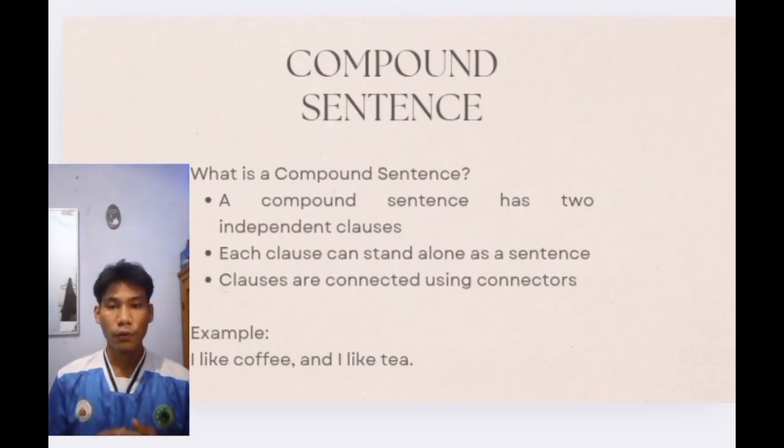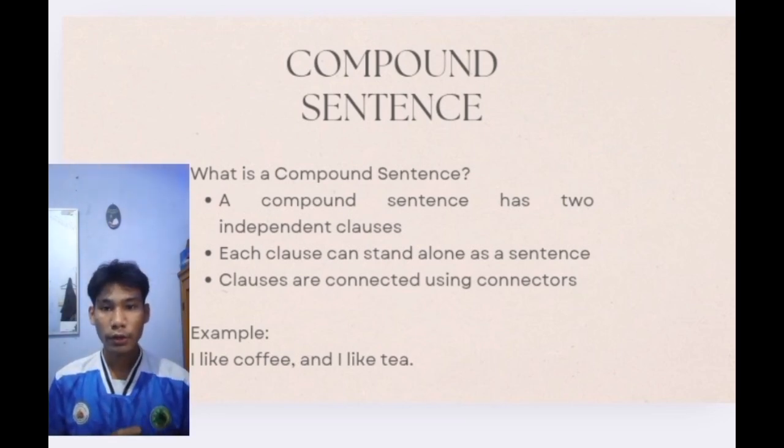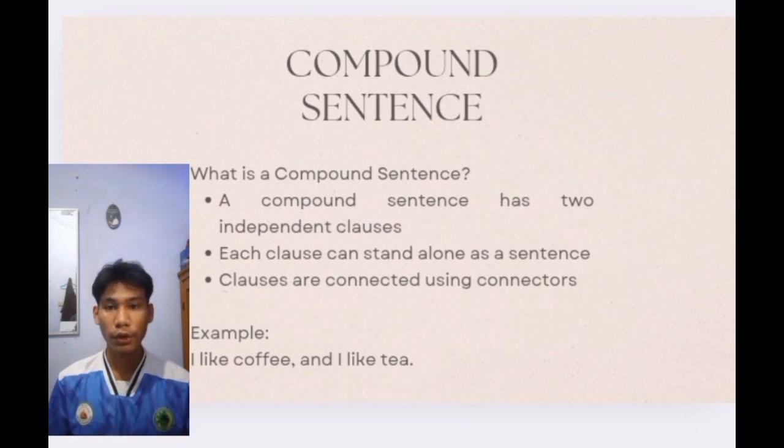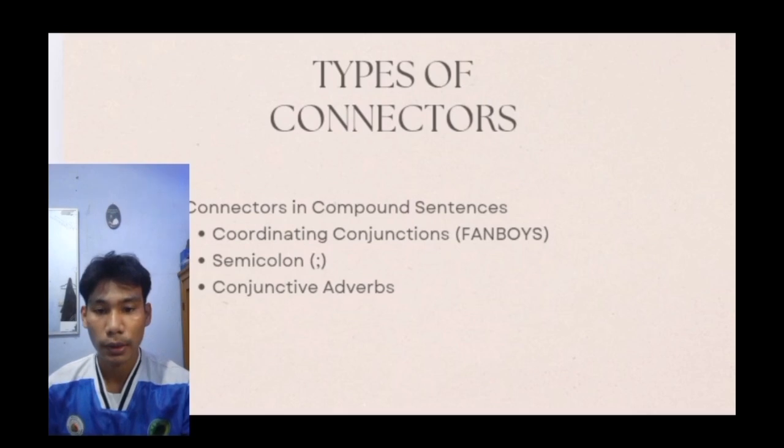Okay, first let's understand what a compound sentence means. A compound sentence is made from two sentences that are joined together. Each part is a complete sentence, but we combine them to avoid repetition. By using compound sentences, our speaking and writing become smoother and easier to understand.